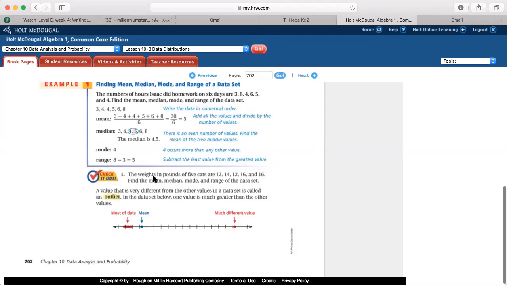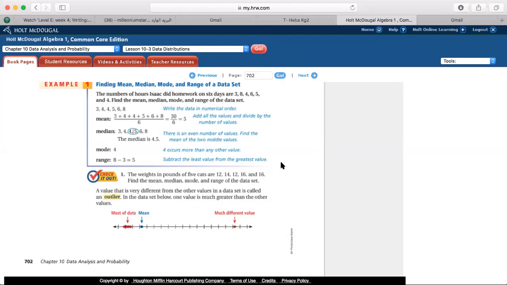Okay. Outlier. A value that is very different from other values in a data set is called an outlier. In the data set below, one value is much greater than the other values.